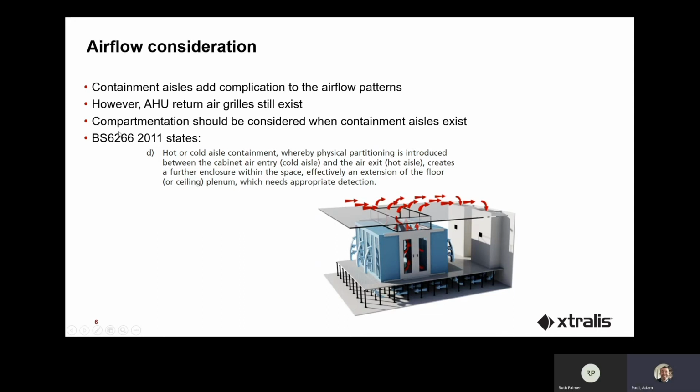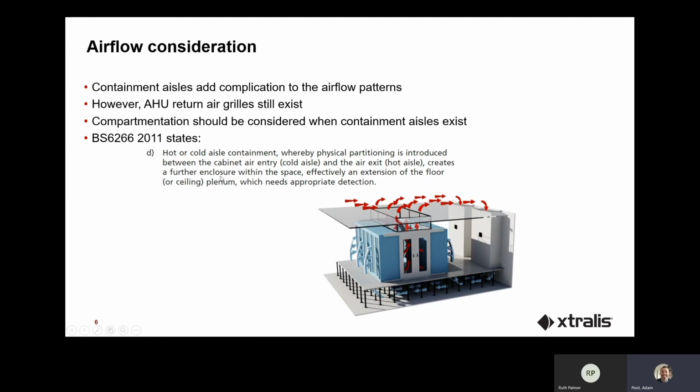BS 6266 is the British standard for fire detection systems in electrical data processing areas and areas of high airflow. So it's the standard that should be followed for fire design particularly in the UK, but it is adopted in other parts of Europe as well. But it's the standard that should be followed with fire detection design in these types of applications.